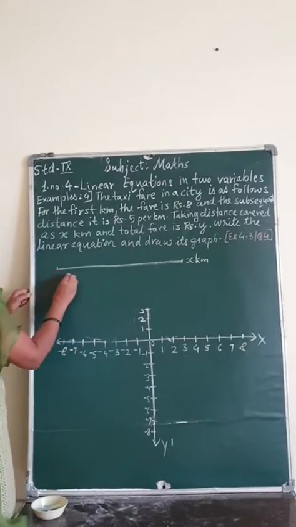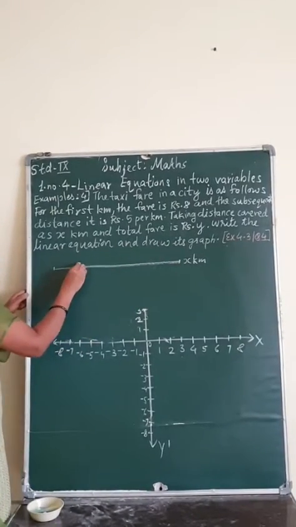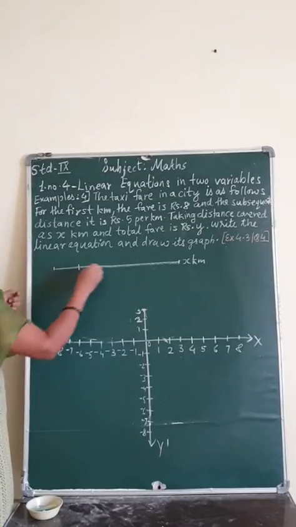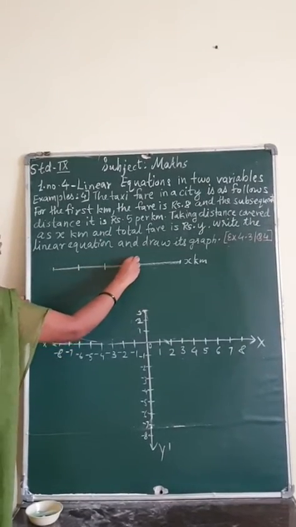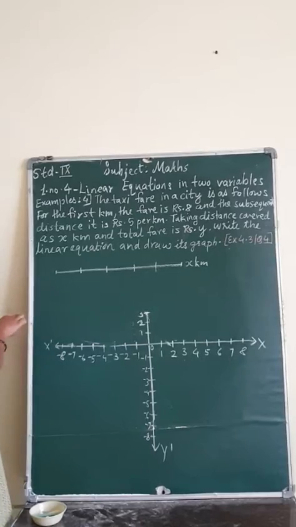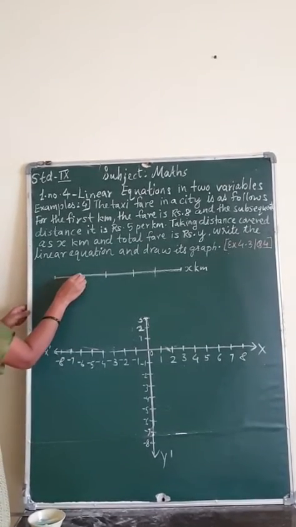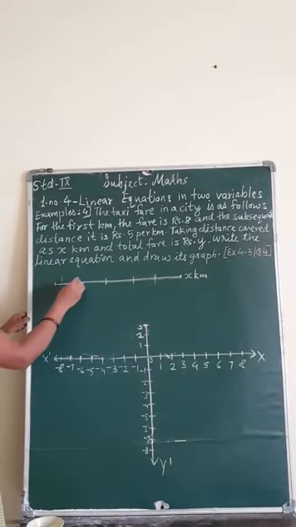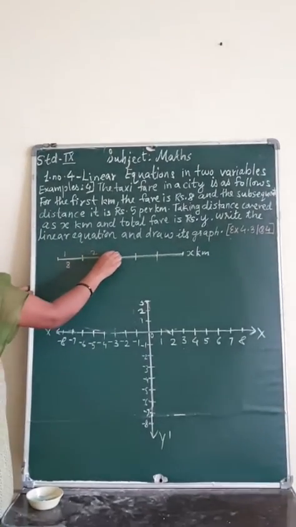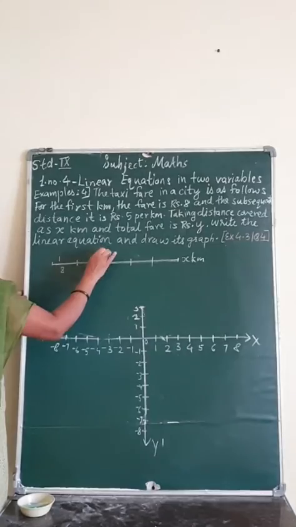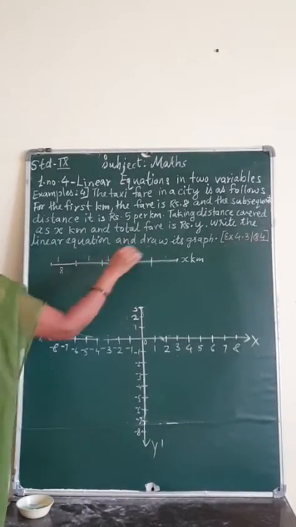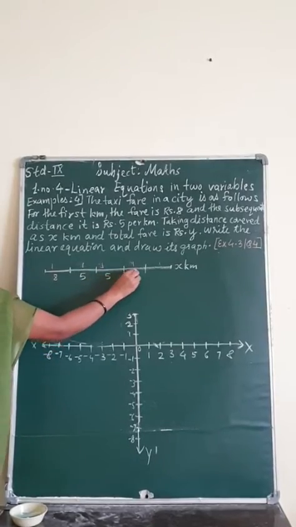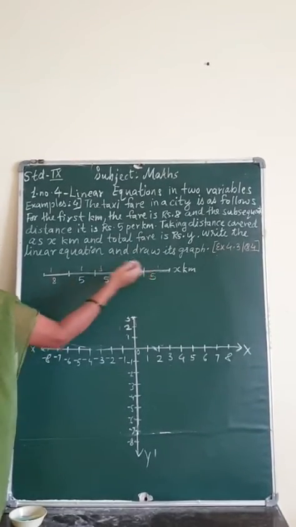So this total distance is x kilometers. For the first kilometer, suppose this is the first kilometer, the fare charge is rupees 8. And then for the remaining, subsequent kilometers, the fare is 5 rupees per kilometer, 5 rupees, 5 rupees, like this.